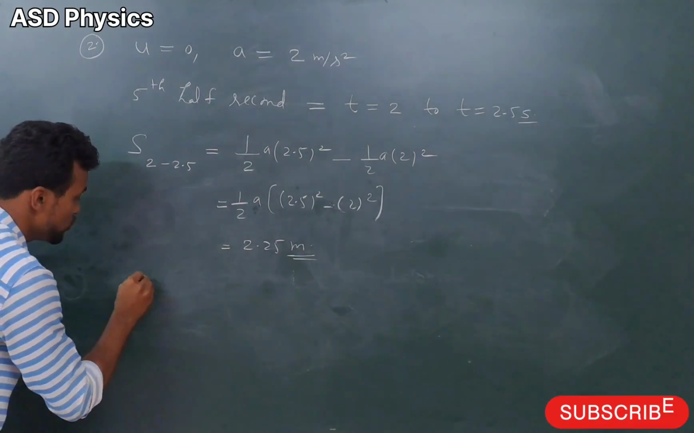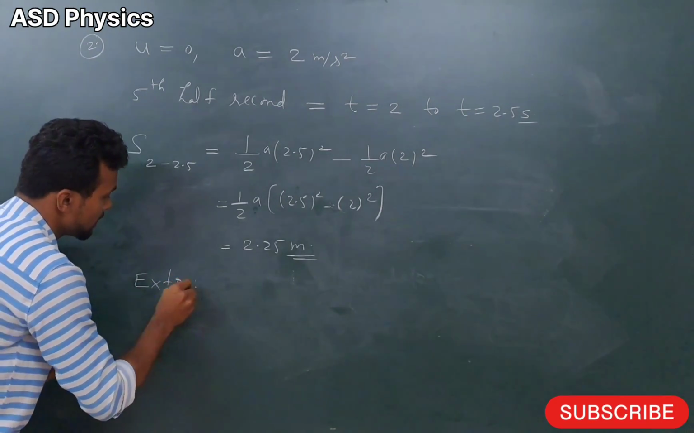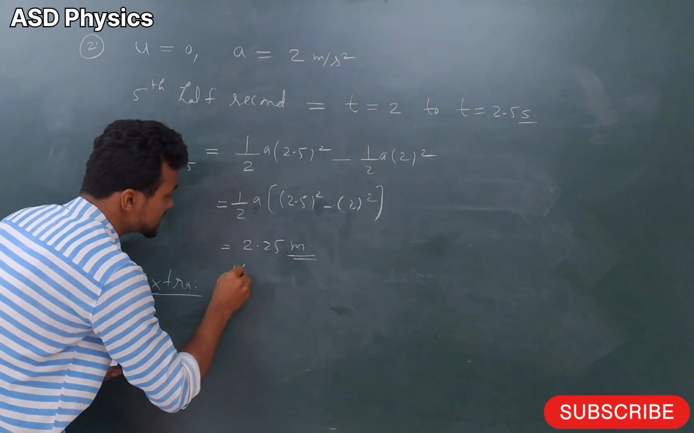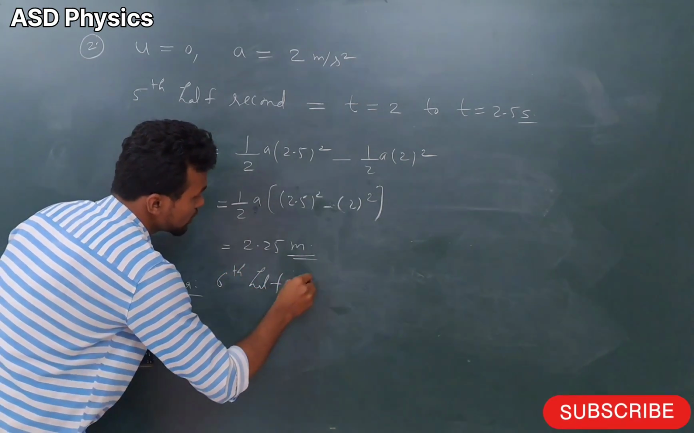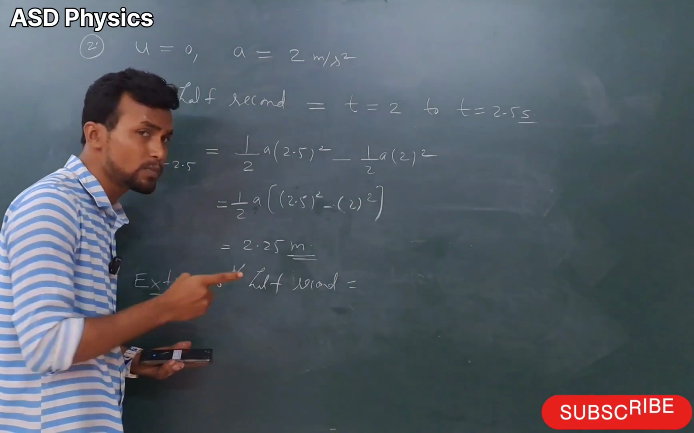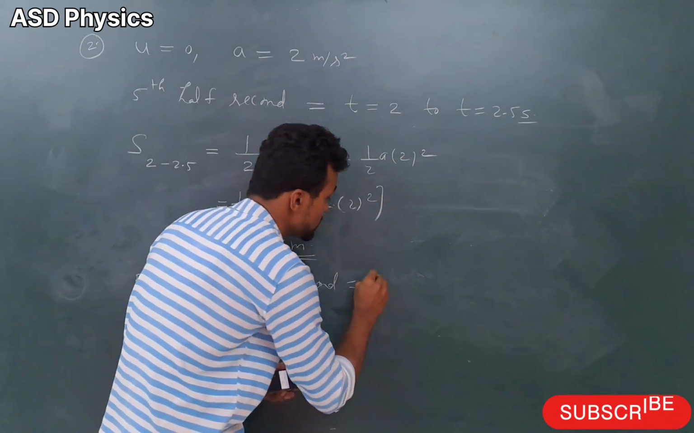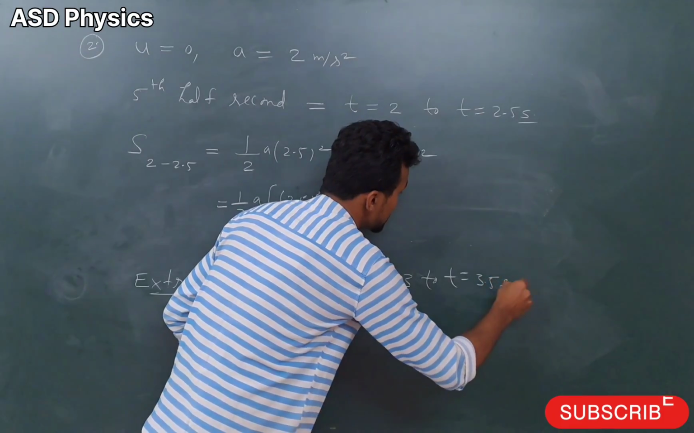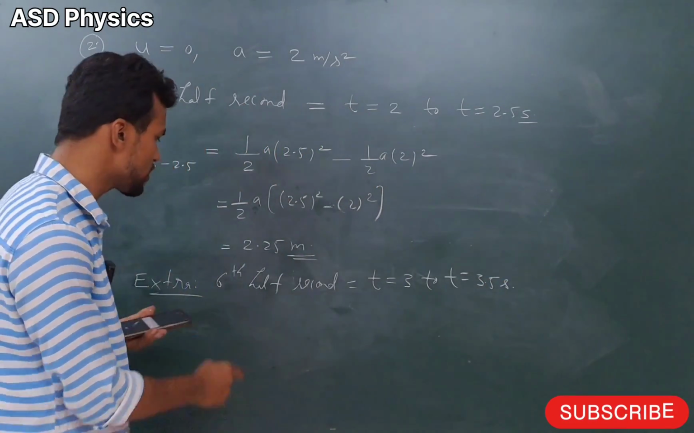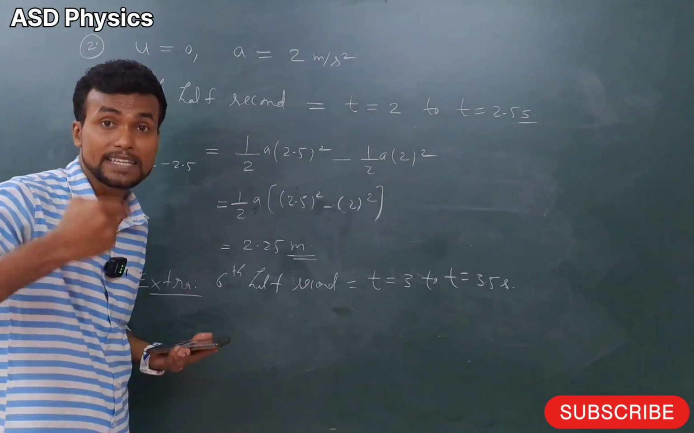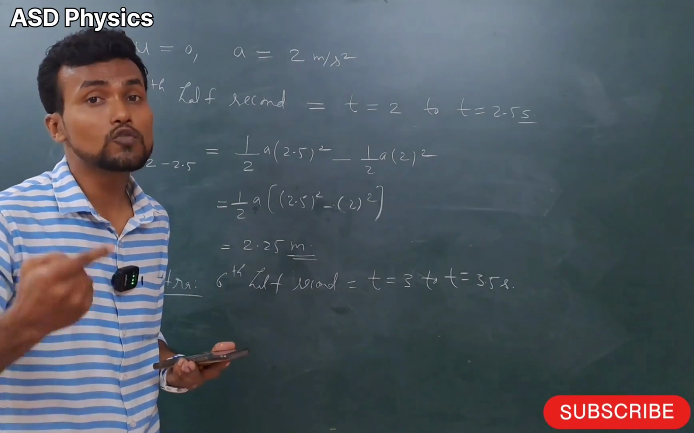Under the extra, I will tell you, sometimes in the question they say, let's take for example, the 6th half second. What did they tell us? 6th half second. So 6th half second means what? Just divide it. 6/2, 3. That means it will be t equal to 3 to t equal to 3.5 second. Okay, if they say the 8th half second, 8 by 2, 4, that means t equal to 4 to t equal to 4.5 second.